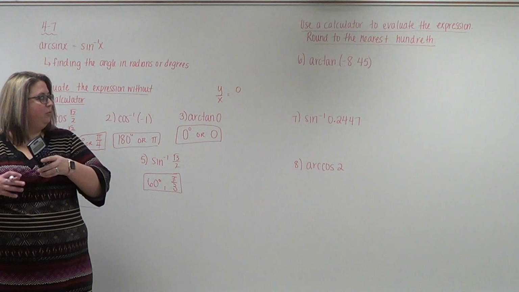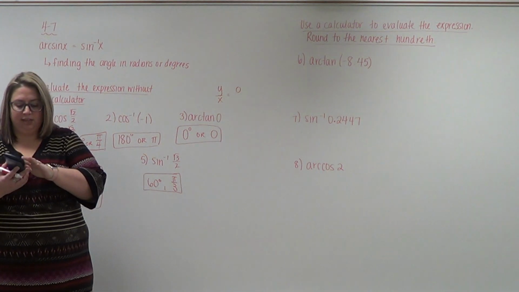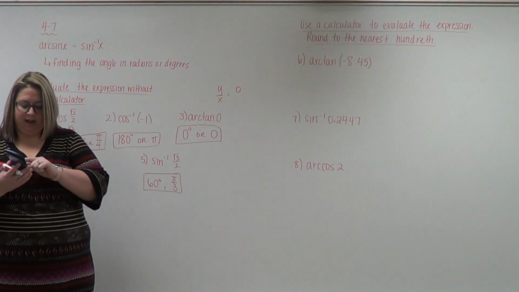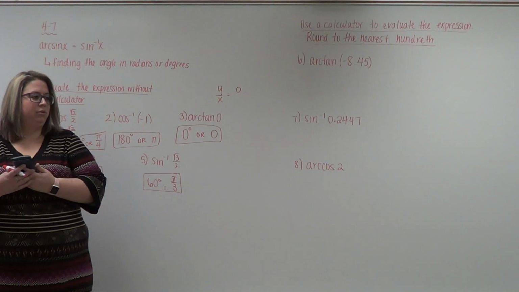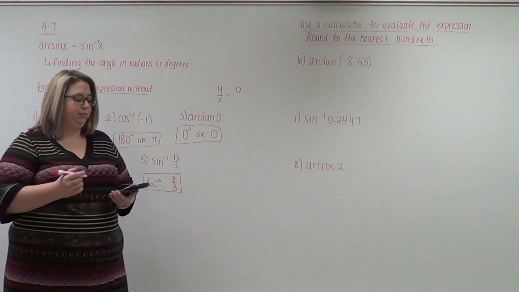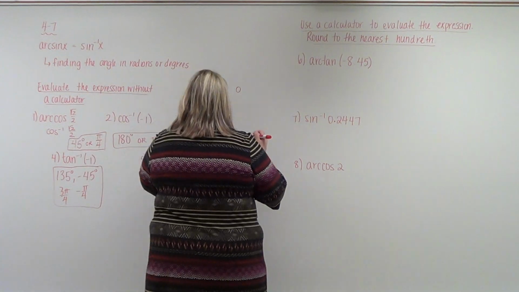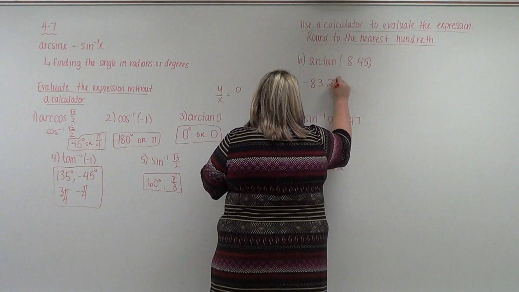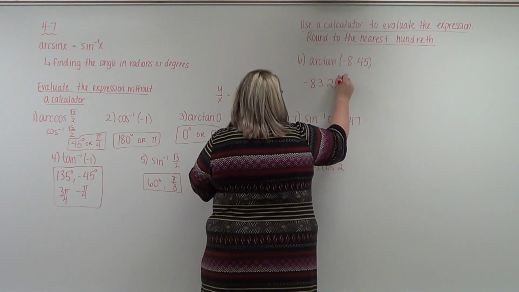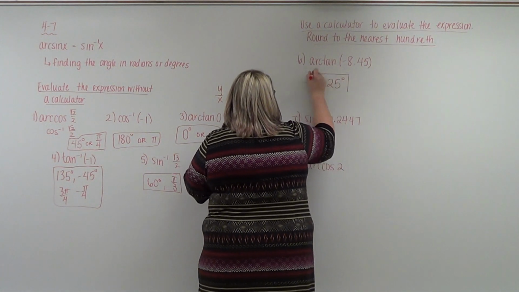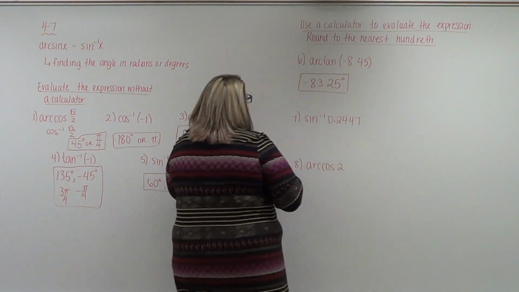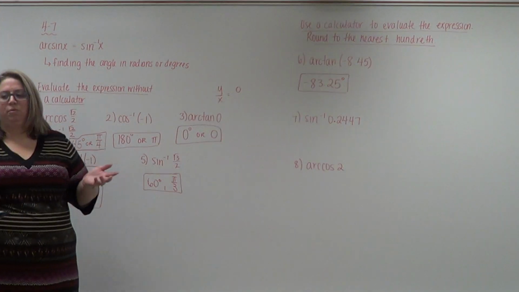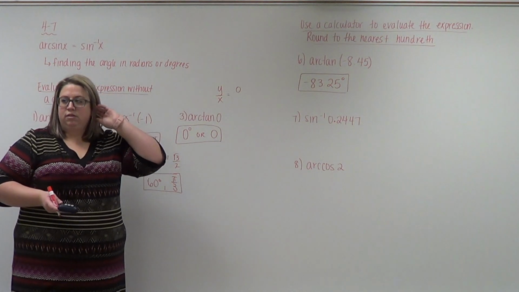So then you would do second tangent, and then you put negative 8.45, and you would hit equals. Okay, what'd you get? Negative 83.25. What do I need? Degrees. You need the degree symbol. Now if you want to add 360 to it to make it positive, that makes you feel better, that's fine.